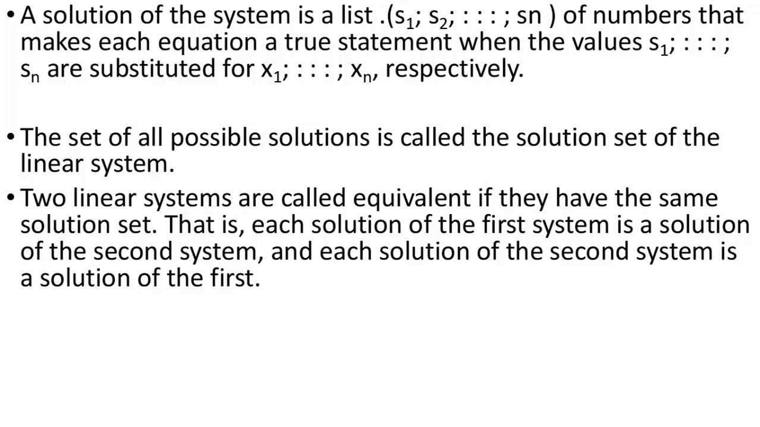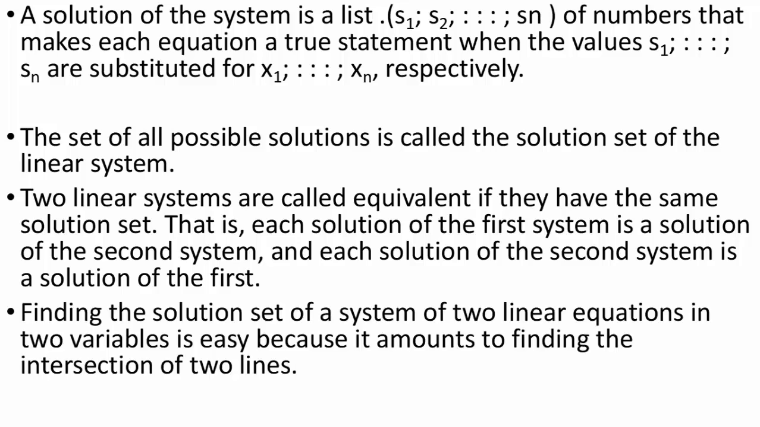Two linear systems are called equivalent. Equivalent systems we shall define now. Two linear systems are called equivalent if they have the same solution set. What is the meaning of this? That is, each solution of the first system is also a solution of the second system, and each solution of the second system is also a solution of the first system. Then we can say that the two systems are equivalent.